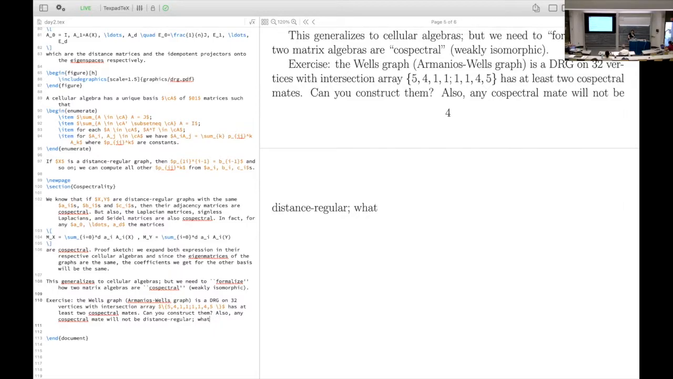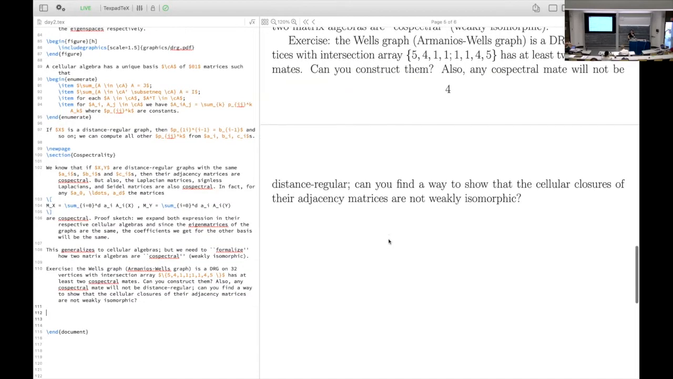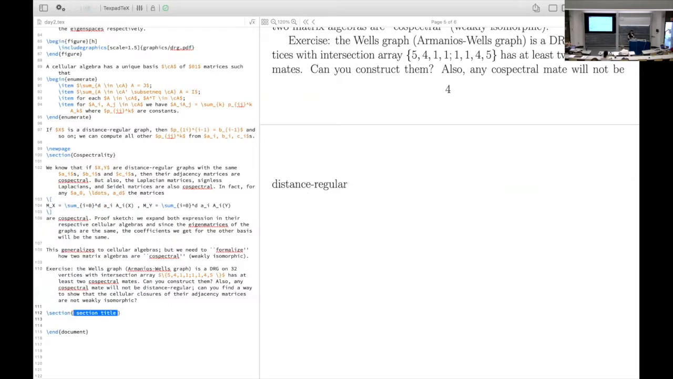So can you find a way to show that the cellular closures of their adjacency matrices are not, I want to write weakly isomorphic, but we haven't defined it yet. So here's an exercise for when you are bored. Okay, but now let's do this and explain what is weak and strong isomorphism.